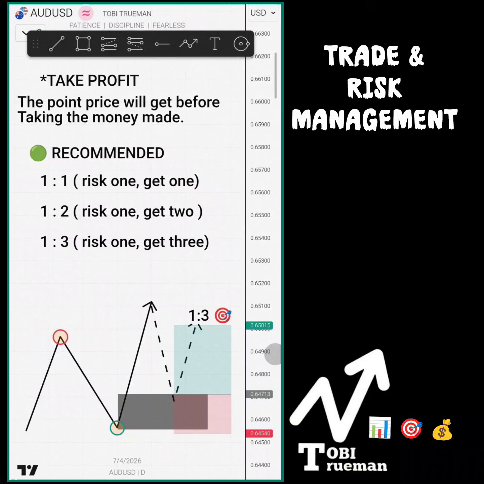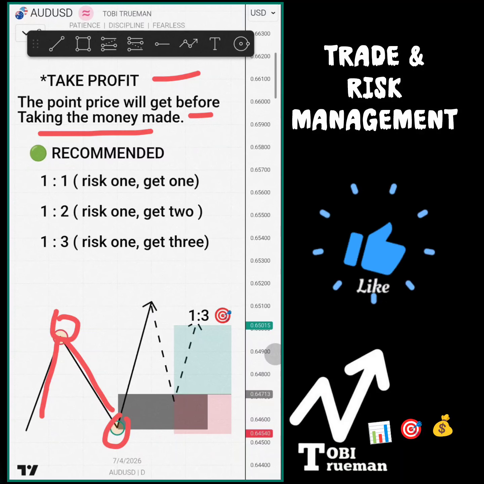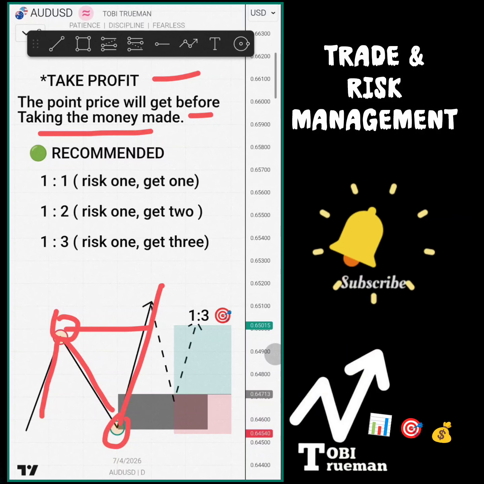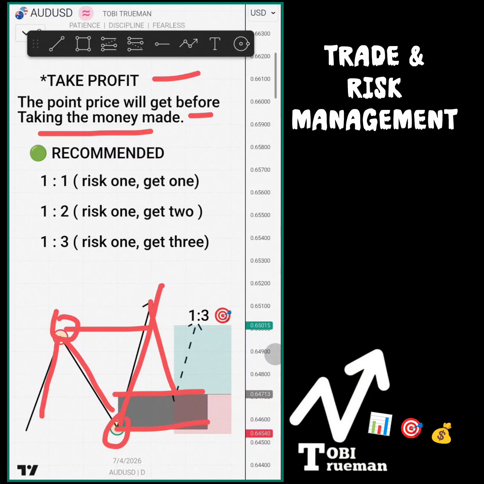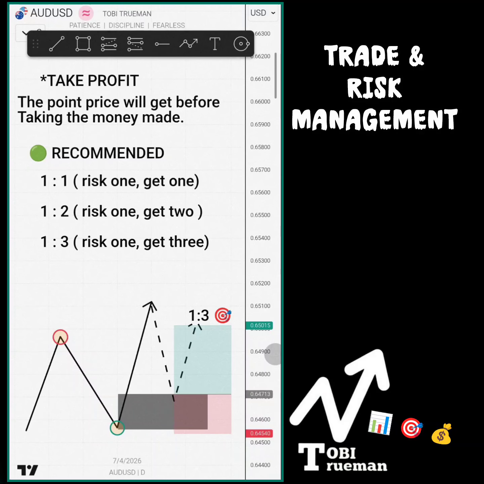Now let's look at take profit. Take profit is the price point we get to before taking the money made. Using this particular analogy, price is making an up and down movement, makes another up movement, takes out this high point, coming downward. We have already planned for this trade, so we want to know how much we want to make on this trade. At what point do we want to make a particular amount of money? So that is the point of take profit.